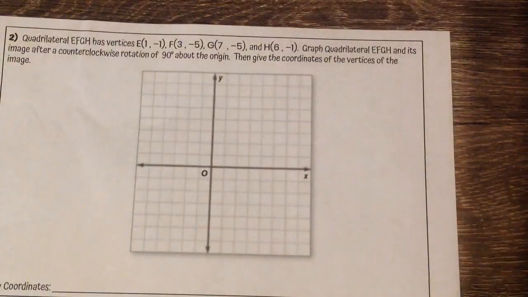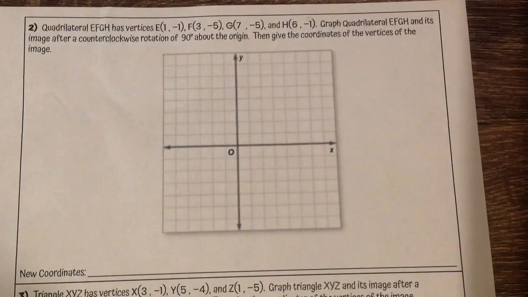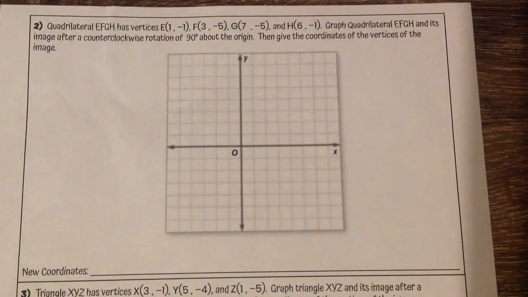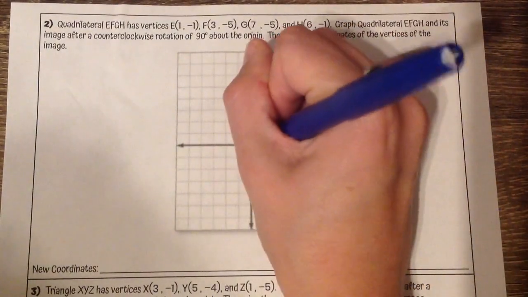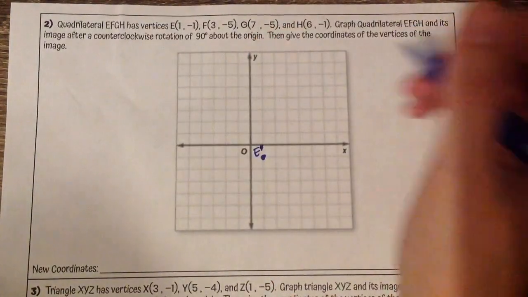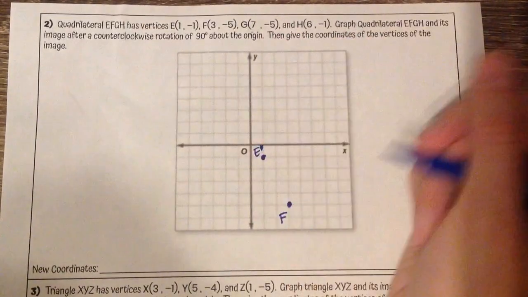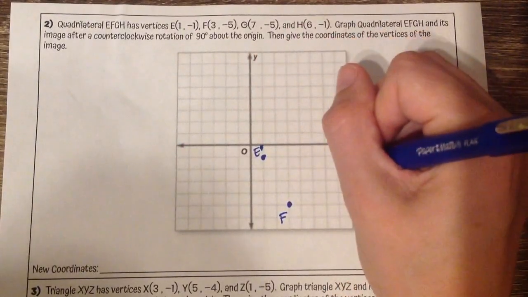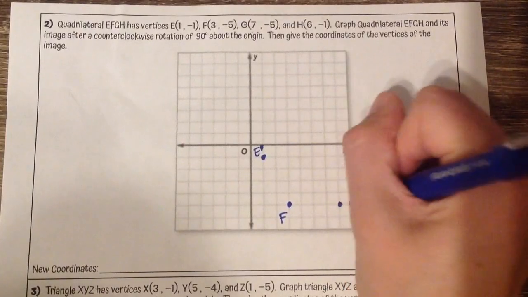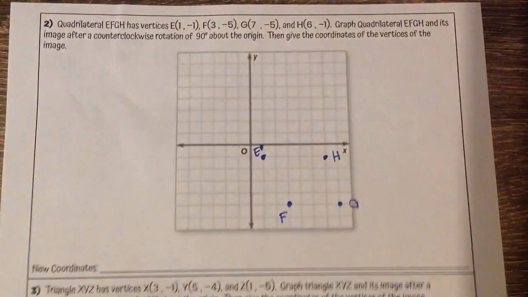Let's try another one. The quadrilateral and the vertices are given. I'm going to plot those points first. E is at 1, -1. Not prime, just E. F is at 3, -5. G is at 7, -5. And H is at 6, -1. I'm going to connect those.